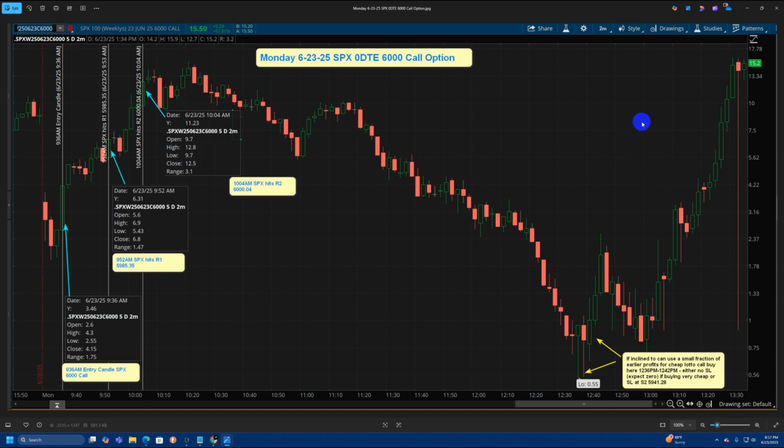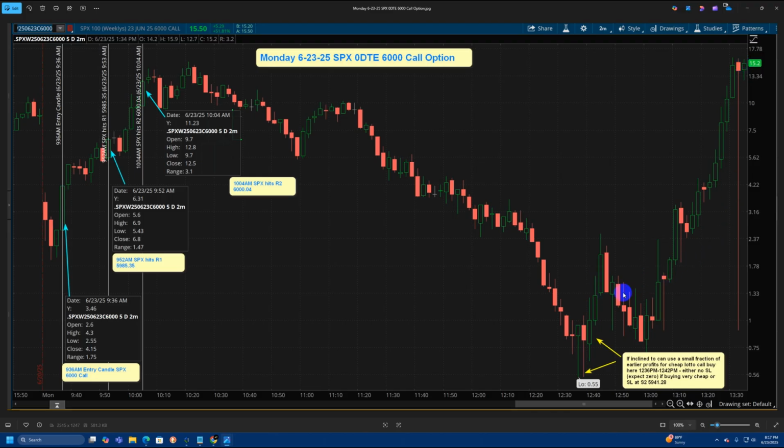Now, this particular Thinkorswim chart was captured earlier in the day. So these actually ended up being higher than this, I believe, at the end of the day. But as you can see here, we go from, say, roughly $1 and we're up to $15.